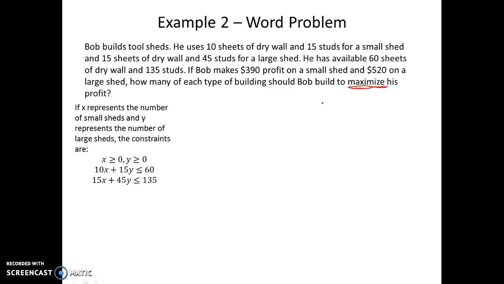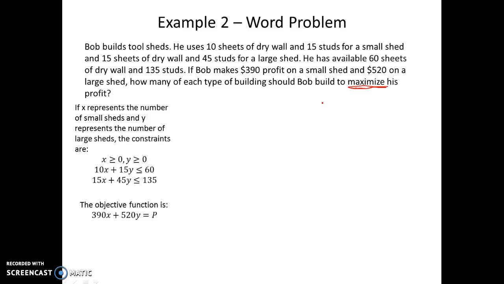Once you do that, you can see X represents the number of small sheds and Y the number of large sheds. You get your constraints like this. So 10x plus 15y is less than or equal to 60. 15x plus 45y less than or equal to 135. I have x is greater than 0 and y is greater than 0 because I can't have negative sheets of drywall or negative studs. So those are my constraints.